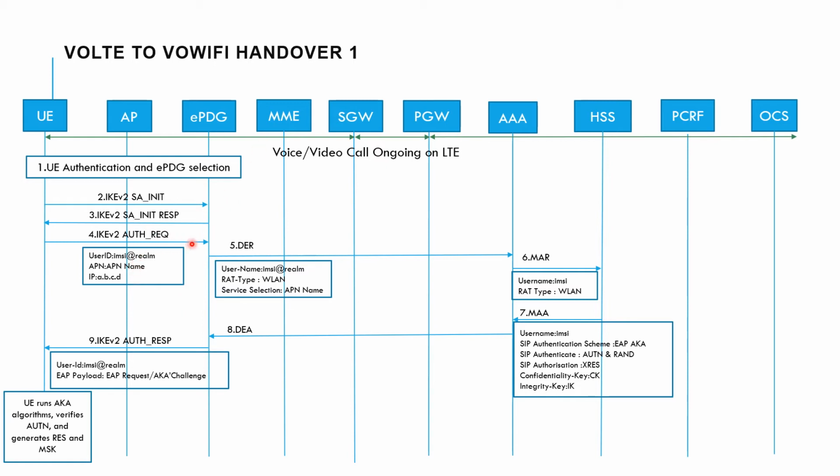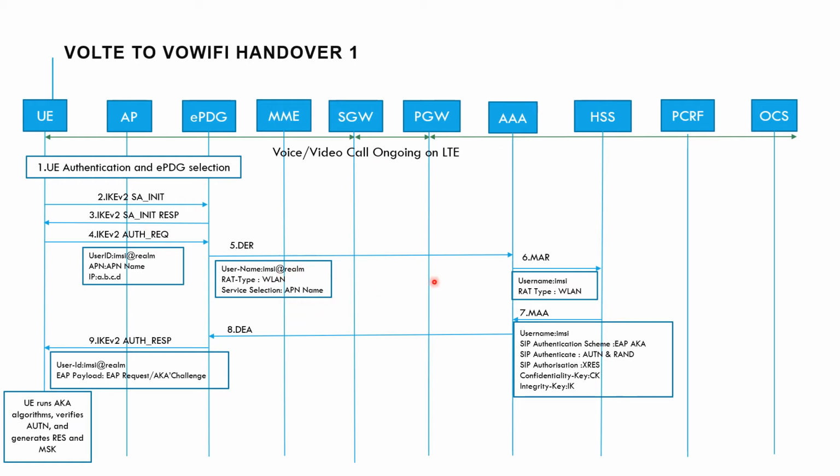Third information element is the IP that has been allocated to the UE by the Wi-Fi. Now, after this message reaches the EPDG, the EPDG sends a DER message towards the AAA. DER stands for Diameter EAP Request. EAP is the Extensible Authentication Protocol. The major information elements present inside this message are the IMSI@realm and the RAT type, which is WLAN.